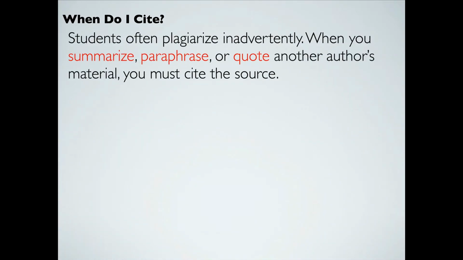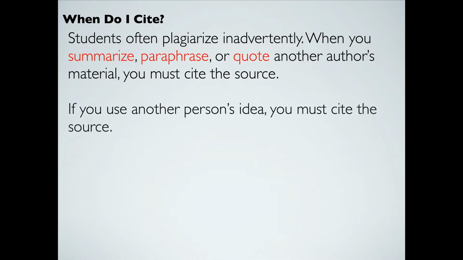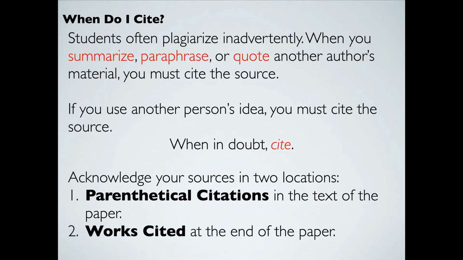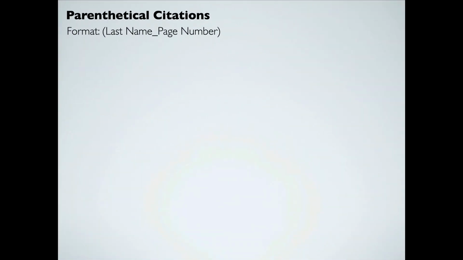When you summarize, paraphrase, or quote another author's material, you must cite the source. If the idea comes from another person, cite it. When in doubt, cite it. There are 2 types of citations: parenthetical citations in the text of your paper, and the works cited at the end of your paper. Let's look at parenthetical citations.